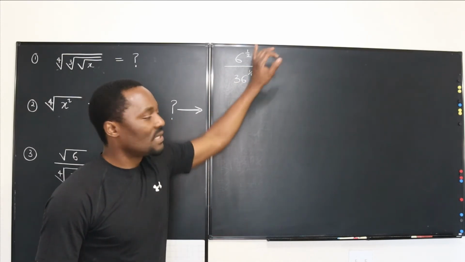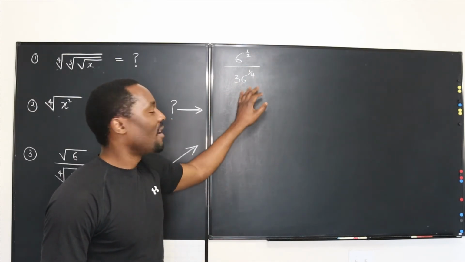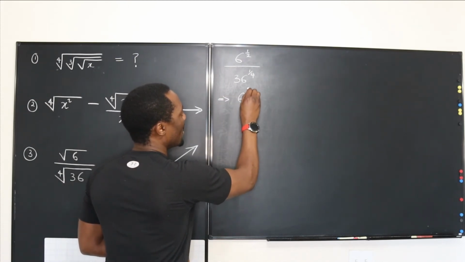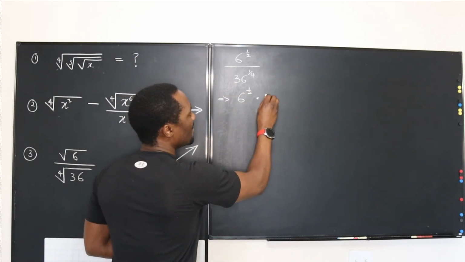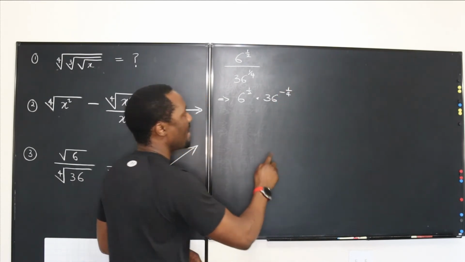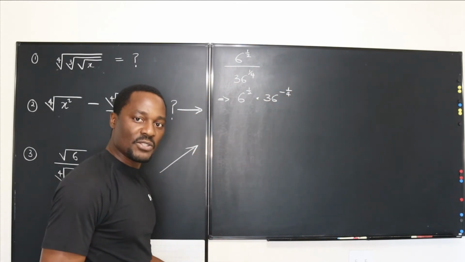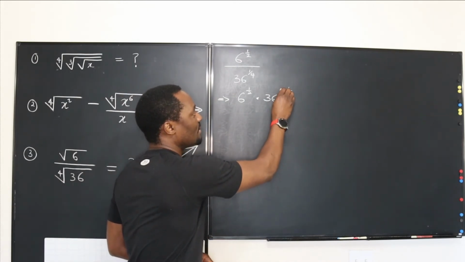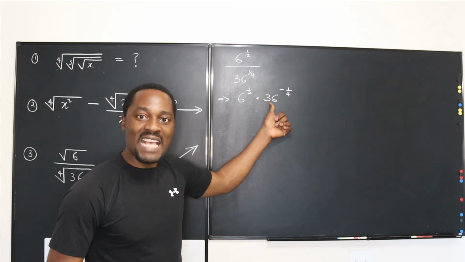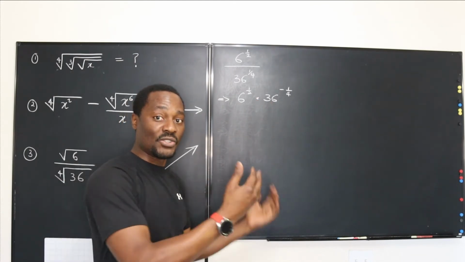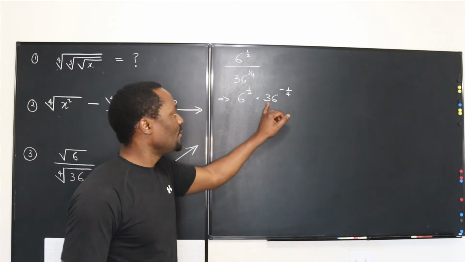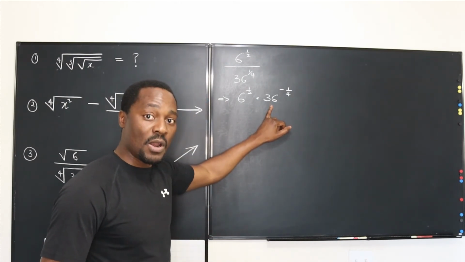Why don't we move this up so we don't have all these fractions? Okay, so I'm going to rewrite this as 6 to the 1/2 multiplied by 36 to the negative 1/4. Remember, when you move this up, you just change the exponent to negative. It's an easy way for you to take care of it. So now we know that you can express 36 as a power of 6. That's what the question expects you to think. Okay, so there are some basic things you're supposed to know. So let's rewrite 36 as a power of 6.